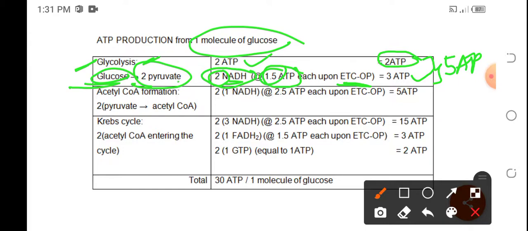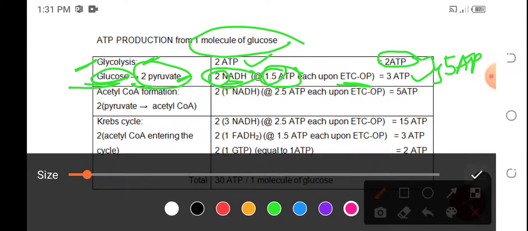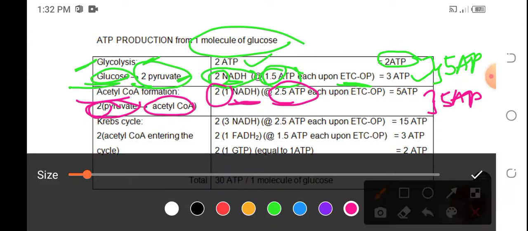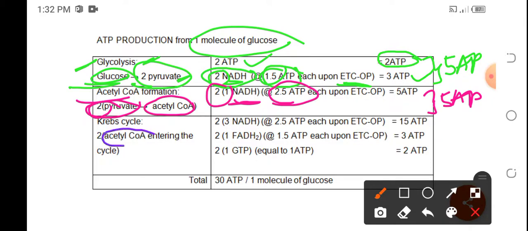From that, the pyruvate could enter stage 2, which is acetyl-CoA formation. During this acetyl-CoA formation, the 2 pyruvate will then become 2 acetyl-CoA. And during this conversion, we saw earlier that a NADH will be produced, and that is equivalent to 2.5 ATP. However, there are two NADH because of the 2 pyruvate. So during this stage, acetyl-CoA formation, it will be producing 5 ATP as well. Now, on the third stage, which is the Krebs cycle, in each cycle it needs an acetyl-CoA. Since there are two acetyl-CoA molecules, there would be two Krebs cycles.